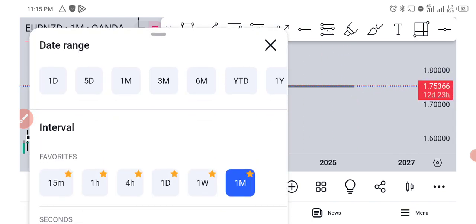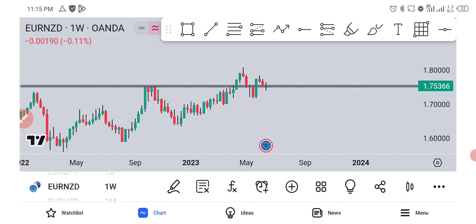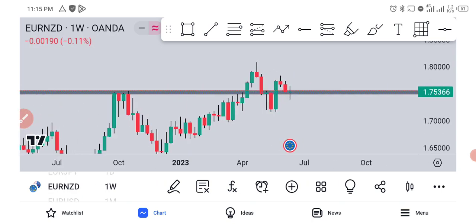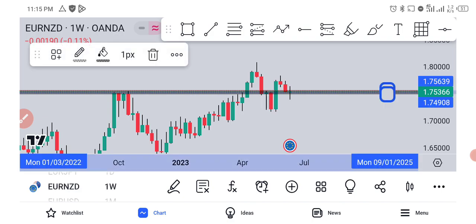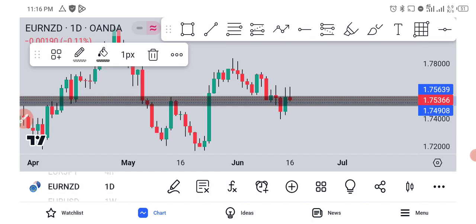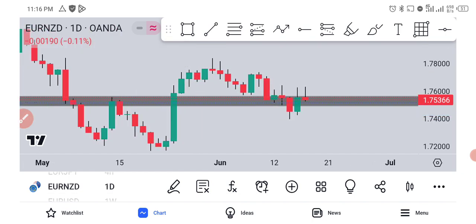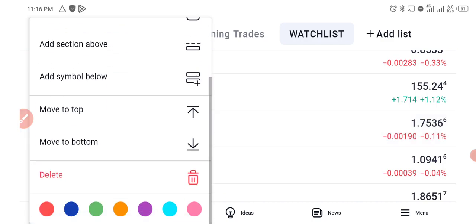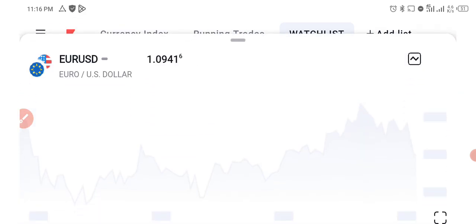So let's see what we have on the weekly. Now the weekly is currently reacting to this support zone, creating this ICI. So let me go to the daily time frame. On the daily time frame, the market is currently pulling back into the zone. Now I'll be buying this pair, so I'm adding this to my watch list. Euro NZD, Euro USD.